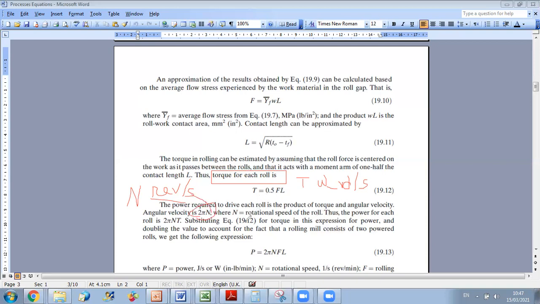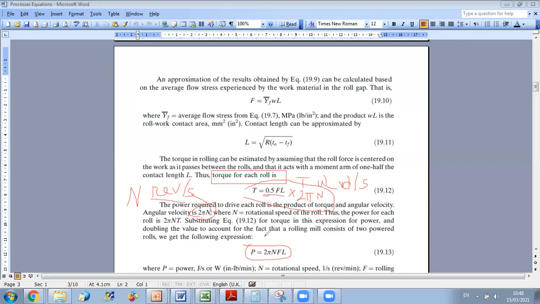For the two rolls, I get 2 pi n t. So in total, the total power will be 2 pi n F times L, because for each roller I want 0.5 L times 2 pi n. So if I multiply this result by 2, I get that for two rollers I need 2 pi n F L as power, whereas for one roller I need pi n F L.